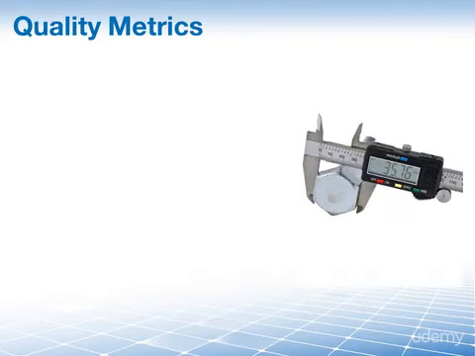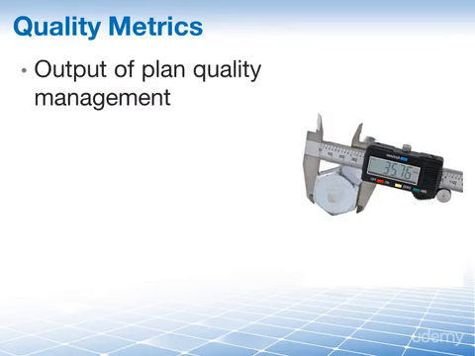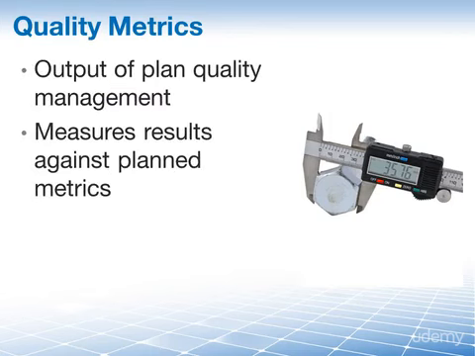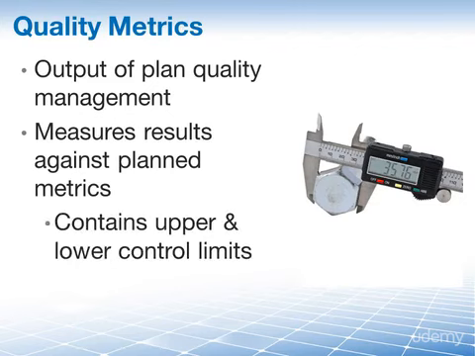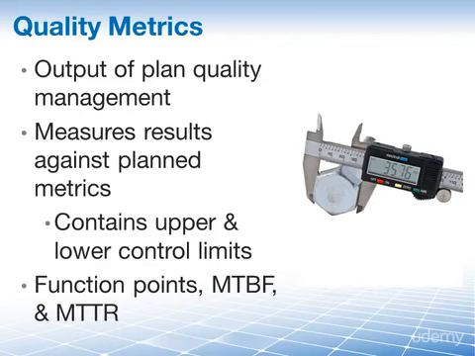Quality metrics are an output of the plan quality management process. Quality metrics are needed in this process so that we can measure the results against the planned metrics. Quality metrics are used to compare whether the work results meet the quality specifications. This is where we would find the upper and lower control limits for the weight of our screws. Some examples of quality metrics include function points, mean time between failure, and mean time to repair.